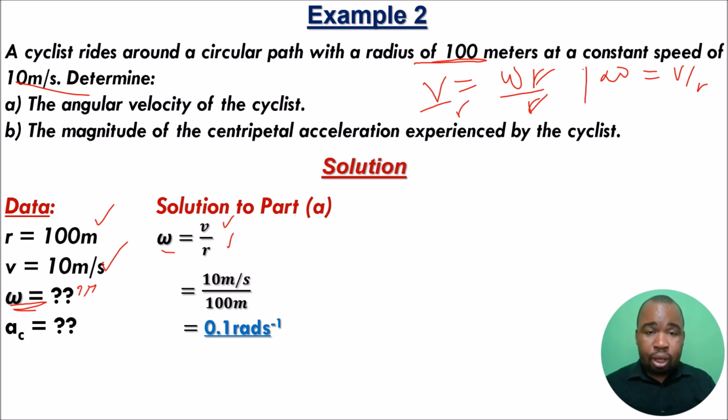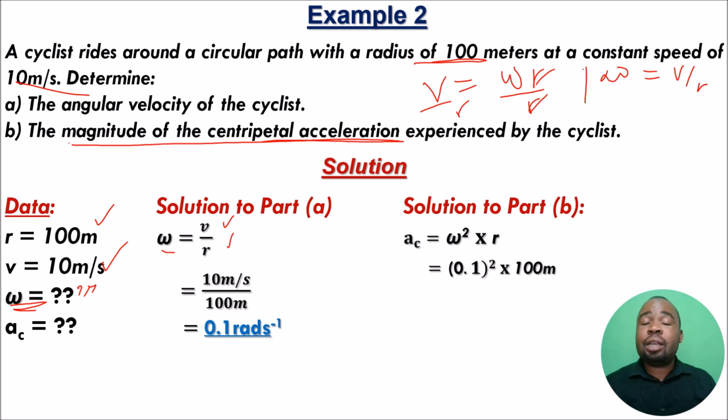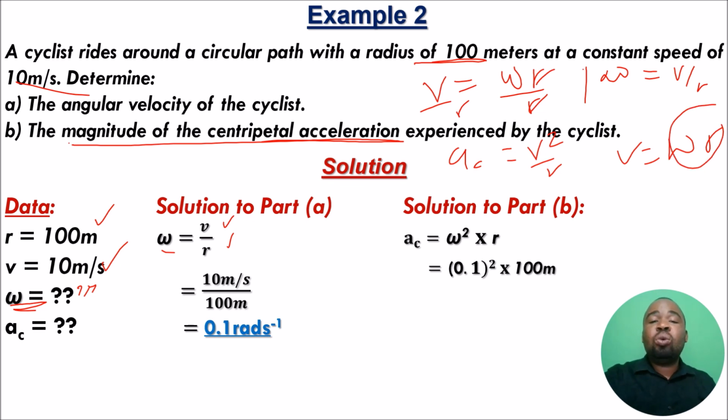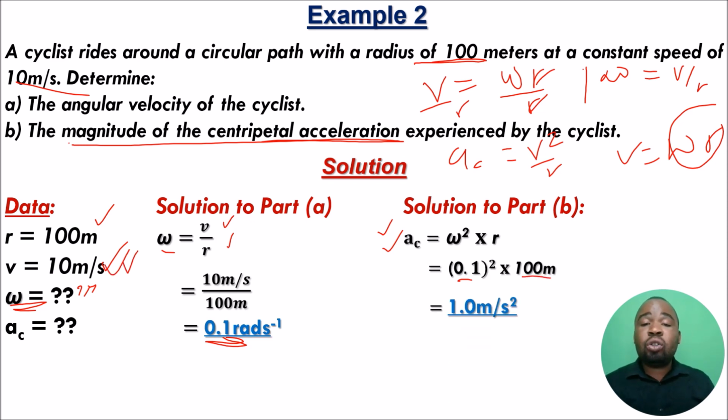Part B requires us to find the magnitude of the centripetal acceleration. So let's quickly recall the expression for centripetal acceleration, which is omega squared r. Remember, this is coming from tangential velocity. We said a c is v squared over r, but v is omega r. So we substitute where there is v, we put omega r, and we'll come to this expression. Let's substitute numbers for letters. Our omega, we found it in part A, which is 0.1 squared, times our radius, which is 100 meters, given in the question. What are we going to get from the calculator? 1.0 meters per second squared. That will be the acceleration.